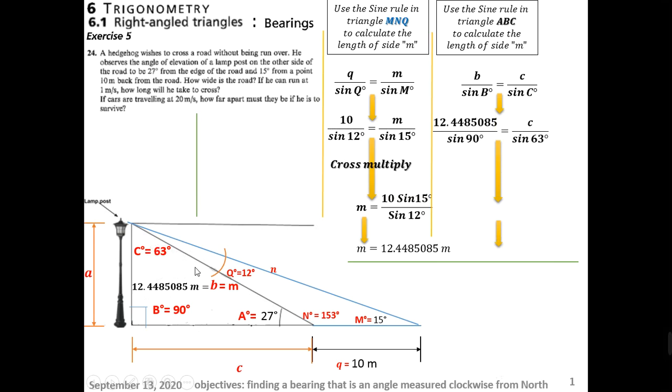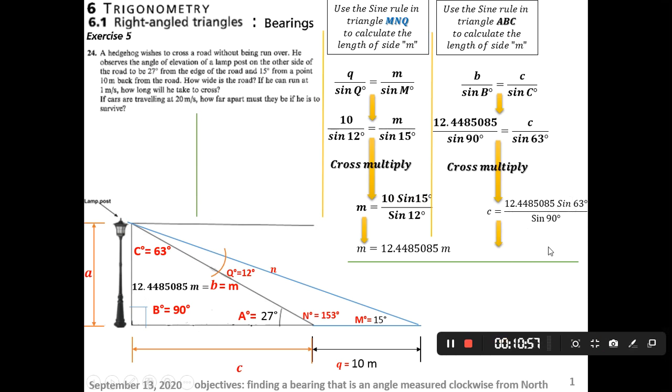Let's substitute here. So B is 12.4 over sine 90, because angle B is equal to 90 degrees. C over sine C capital, which is 63. Let's cross multiply. C, my unknown, equals a fraction line. C is multiplied by sine 90, so sine 90 degrees is my denominator. And what goes up to the numerator? 12.4 times sine of 63 degrees, which is going to be as follows.